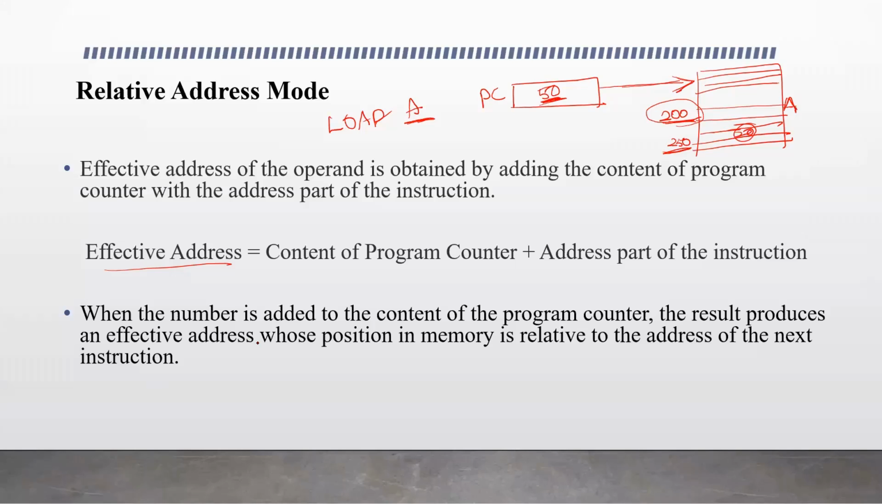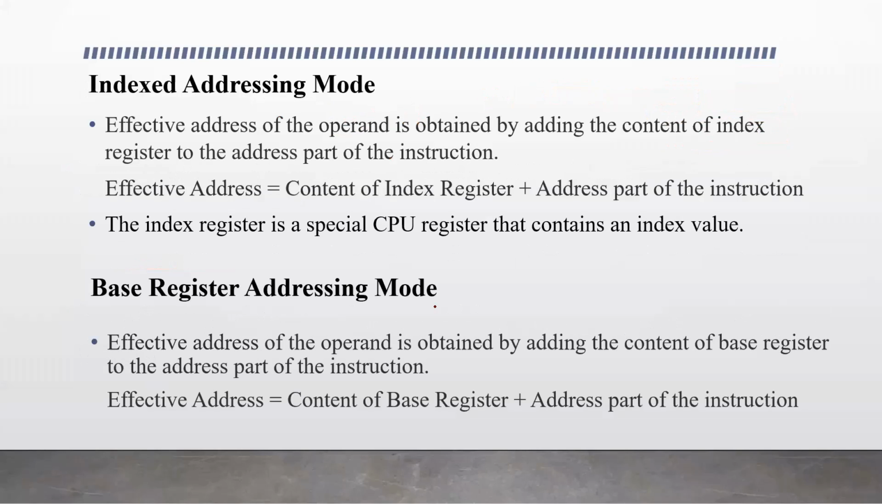This is relative addressing. There are two more displacement type addressing modes: one is indexed addressing mode and the other is base register addressing mode. These are almost similar, only the register used is different. In indexed addressing mode, the effective address of the operand is obtained by adding the content of the index register to the address part of the instruction.